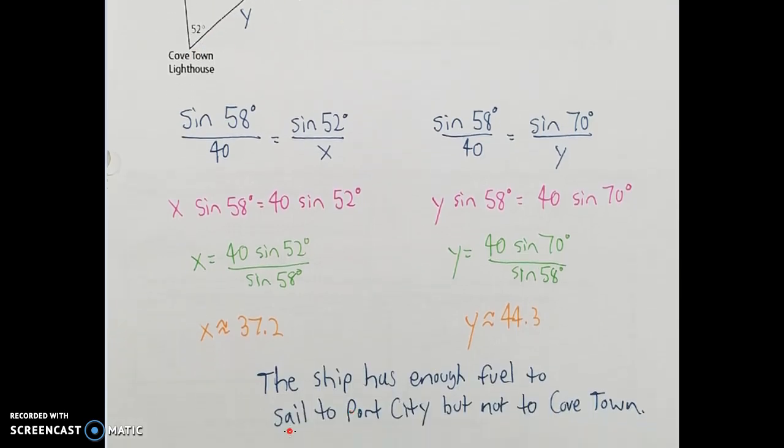Ship has enough fuel to sail to Port City along the route that we used for X in terms of distance, but we don't have enough fuel for Covetown because we only have 42 miles of fuel and we would need 44.3.